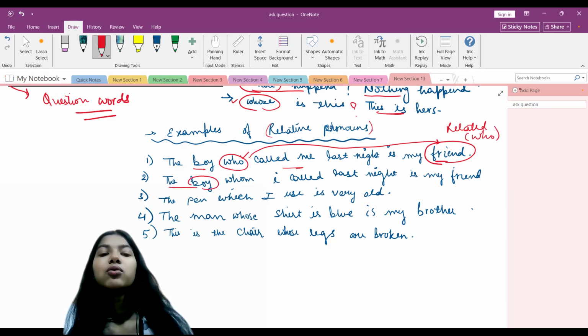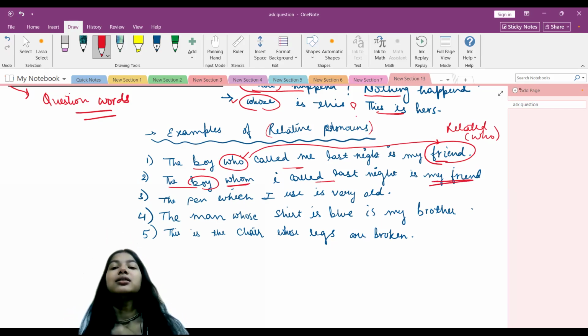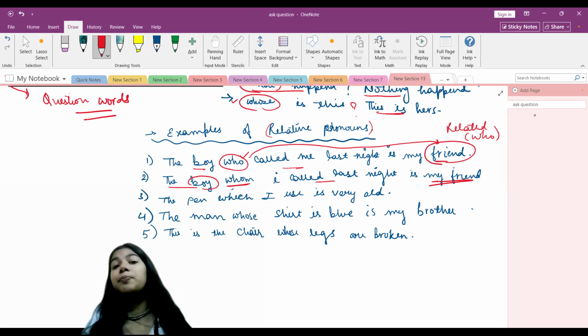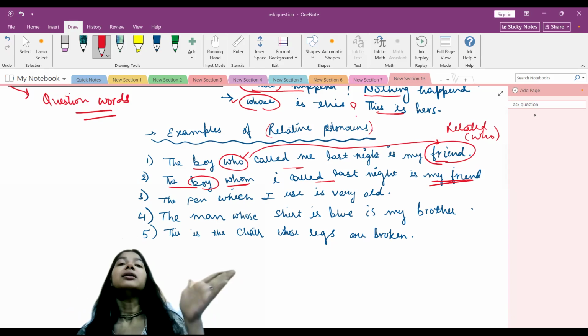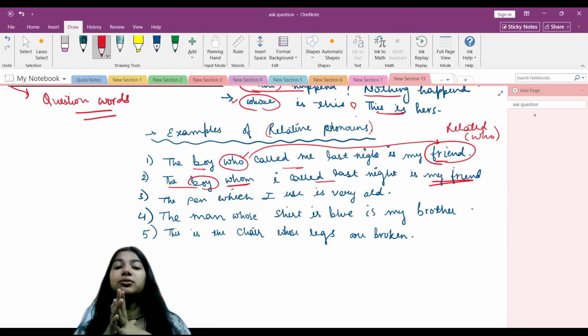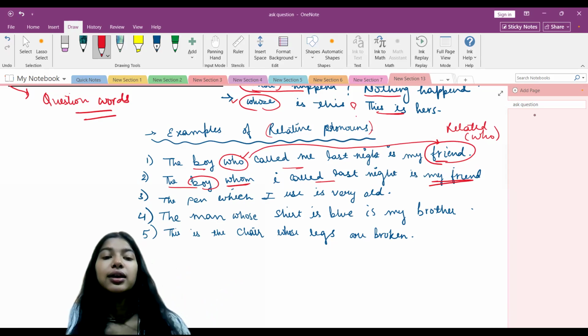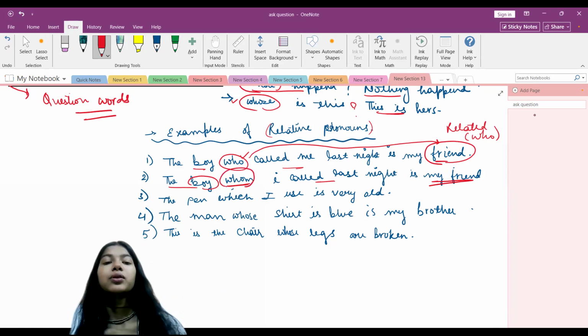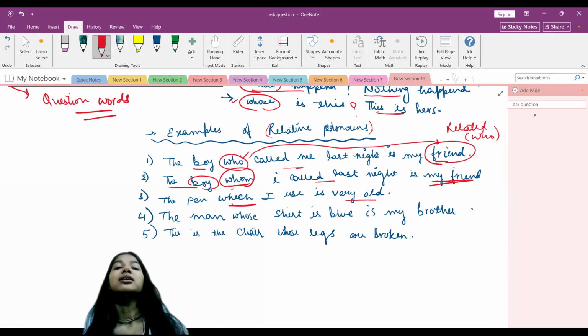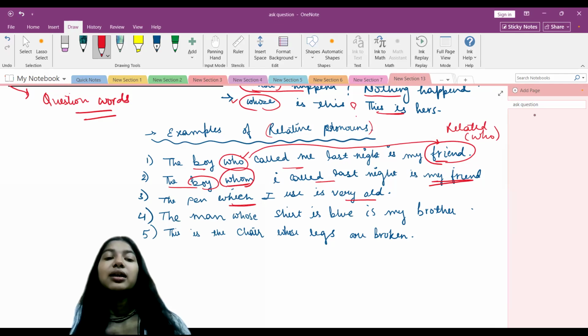The boy whom I called last night is my friend. Again, we are making a relation of the clause in between the friend and the boy by using the relative pronoun whom. The pen which I use is very old. So I'm relating the pen to how old it is, by using the relative pronoun which.